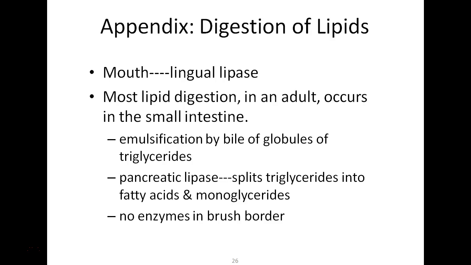We're going to get emulsification of that fat thanks to bile and globules of triglycerides. Also, these lipids are going to be broken down thanks to pancreatic lipase. That's going to split these triglycerides into fatty acids and monoglycerides. In the brush border cells, however, we do not have enzymes that break down lipids.